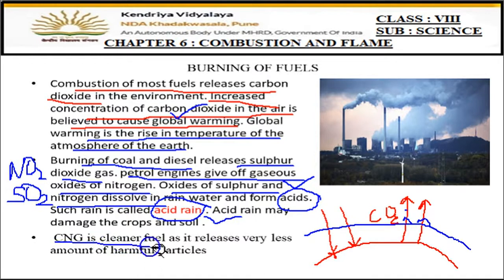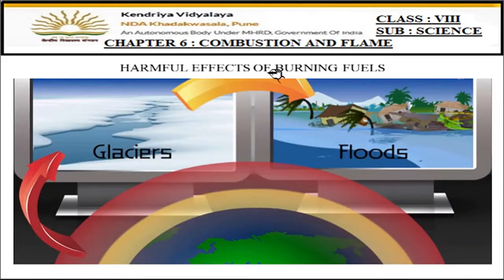Then CNG is the cleaner fuel. CNG is a very good form of fuel as it releases very less amount of harmful particles. It causes very less pollution, so it is more clean fuel to be used. Now next is harmful effects of burning fuel.